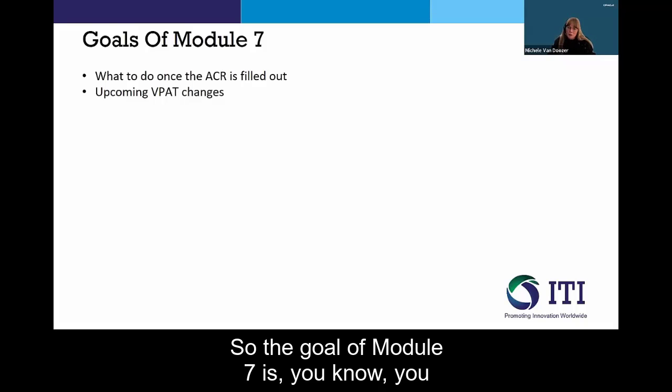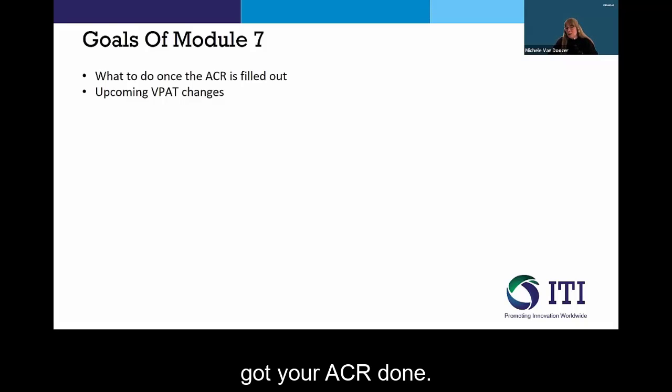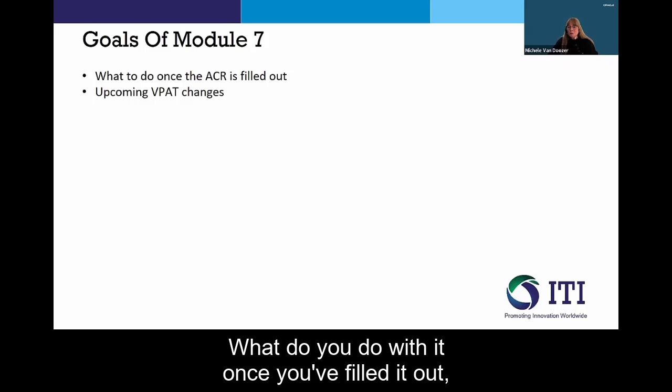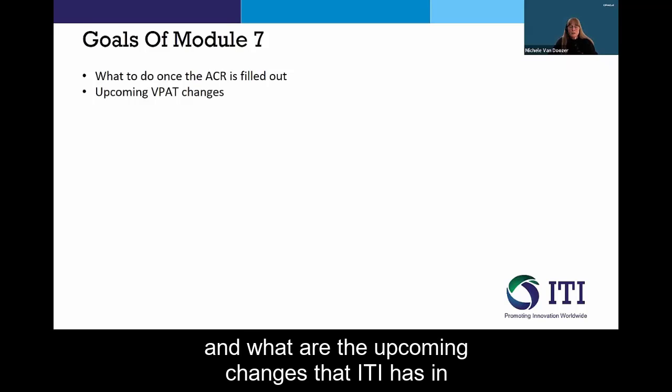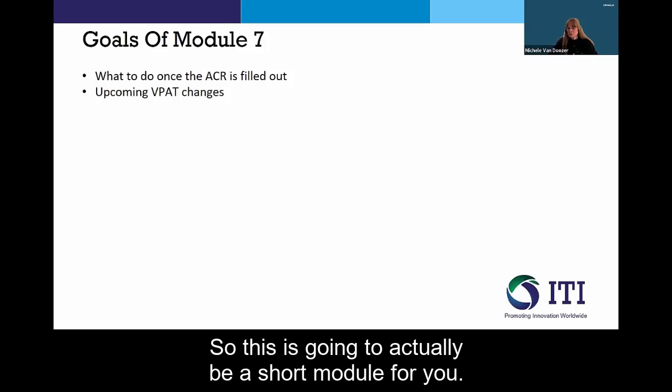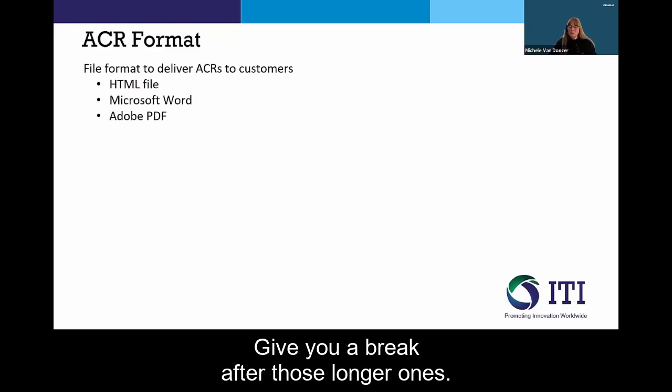So the goal of module 7 is, you got your ACR done. What do you do with it once you've filled it out? And what are the upcoming changes that ITI has in mind for the VPAT? So this is going to be a short module for you, to give you a break after those longer ones.